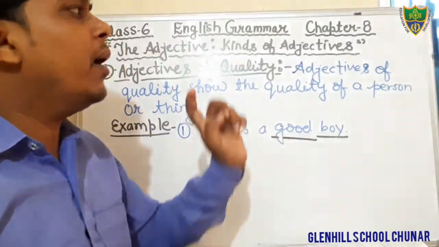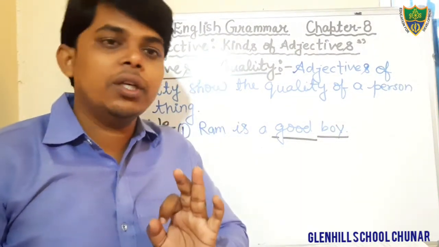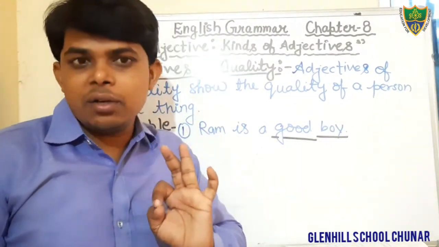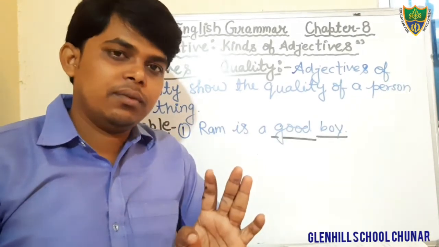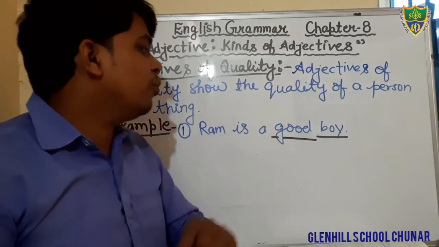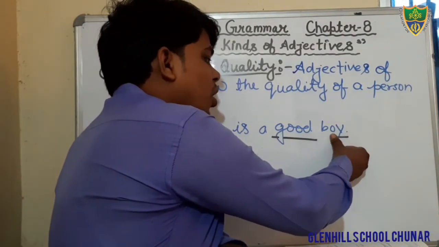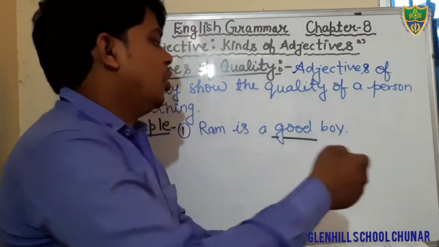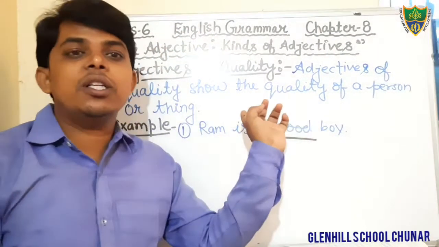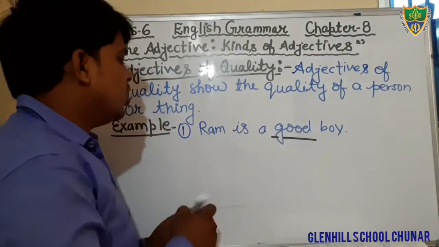Okay, students, so keep in your mind that adjective of quality shows the quality of a man, of a person or thing. In this sentence you have seen, Ram is a good boy. In this sentence, what is the quality of the boy? That is good. So in this sentence, what is the adjective of quality? That is good. Okay, another example you can see.